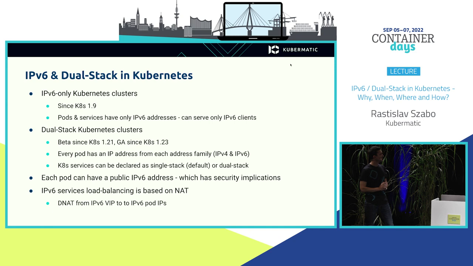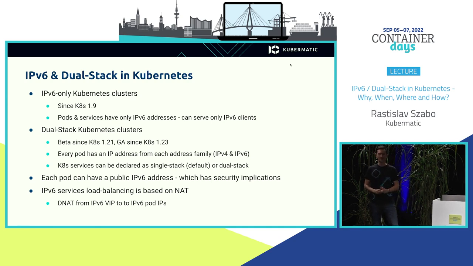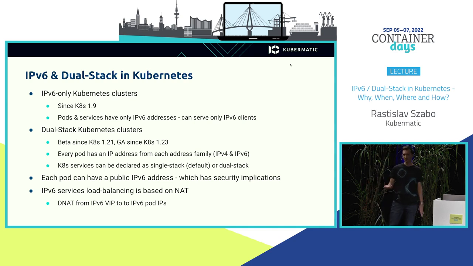And what we use for load balancing between the services is, unfortunately, again, network address translation. The virtual IP address of a Kubernetes service would be destination network address translated to pod IPs, as we do in Kubernetes for IPv4.